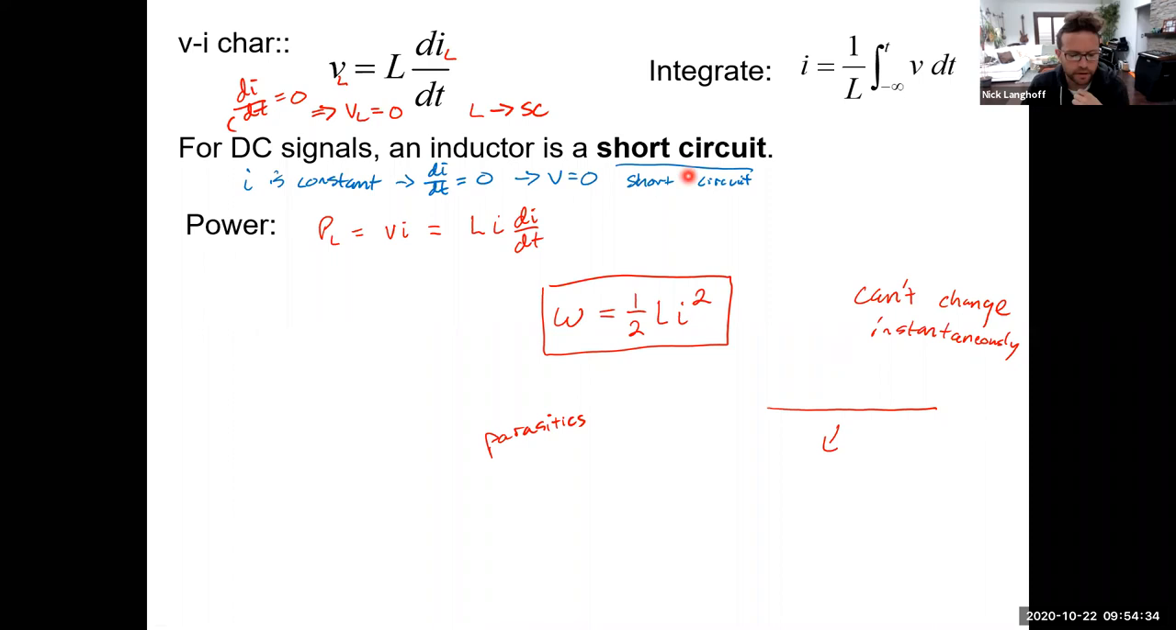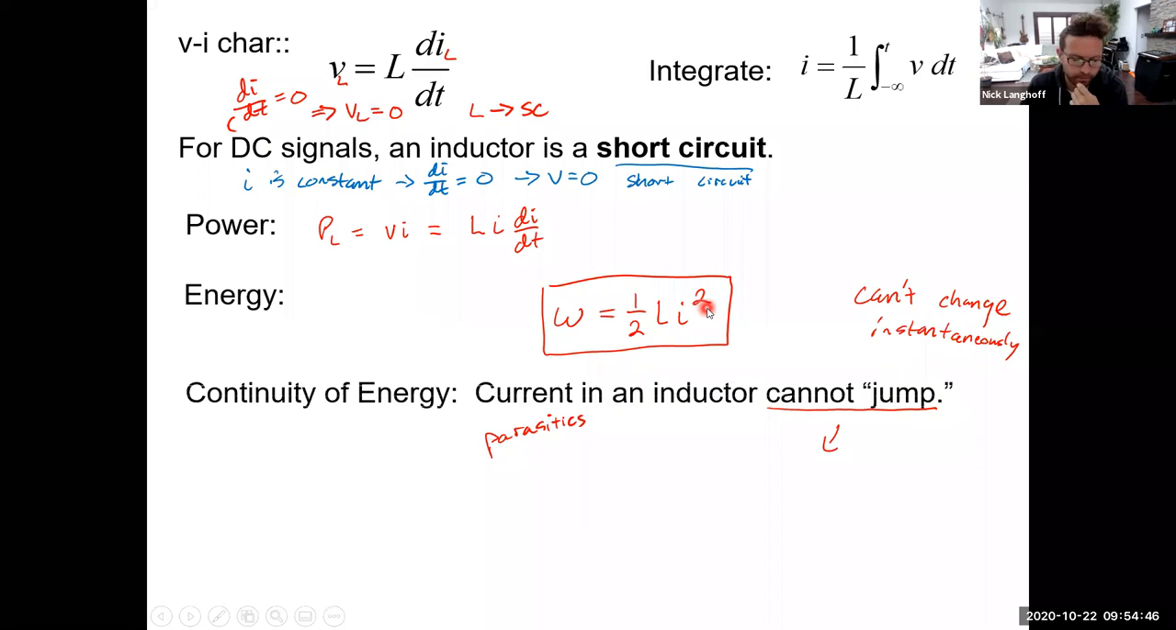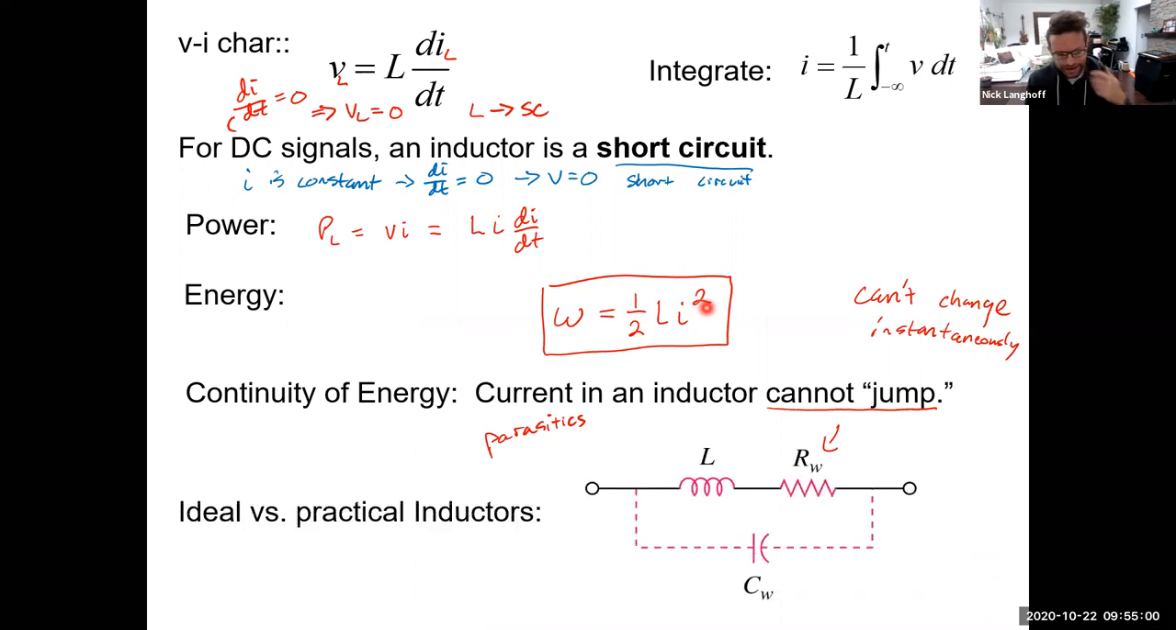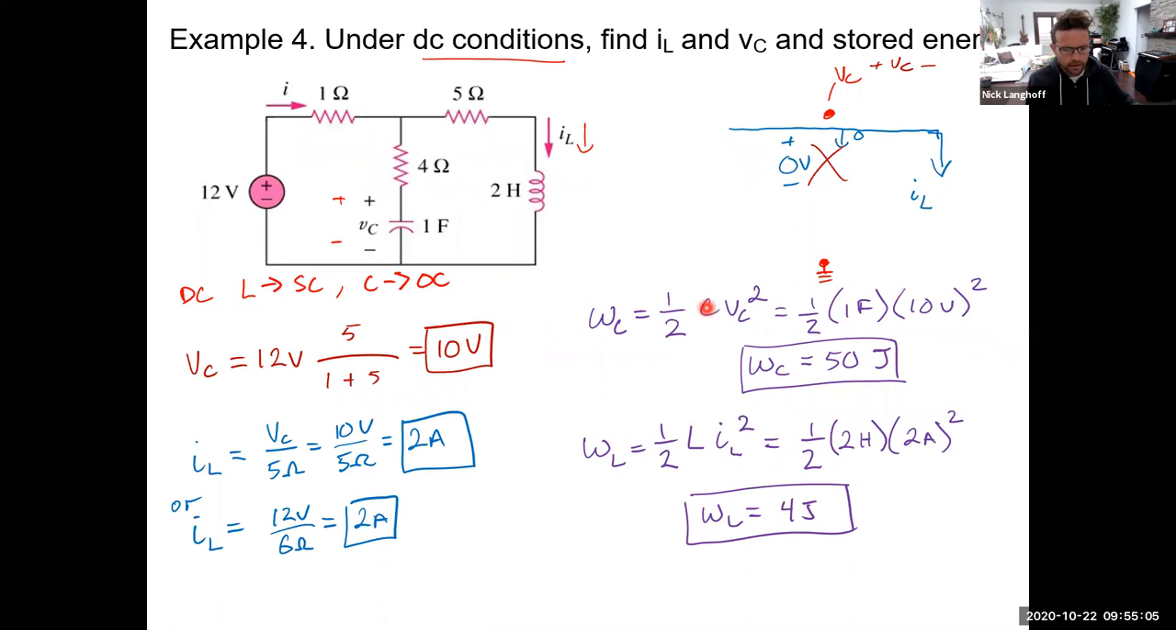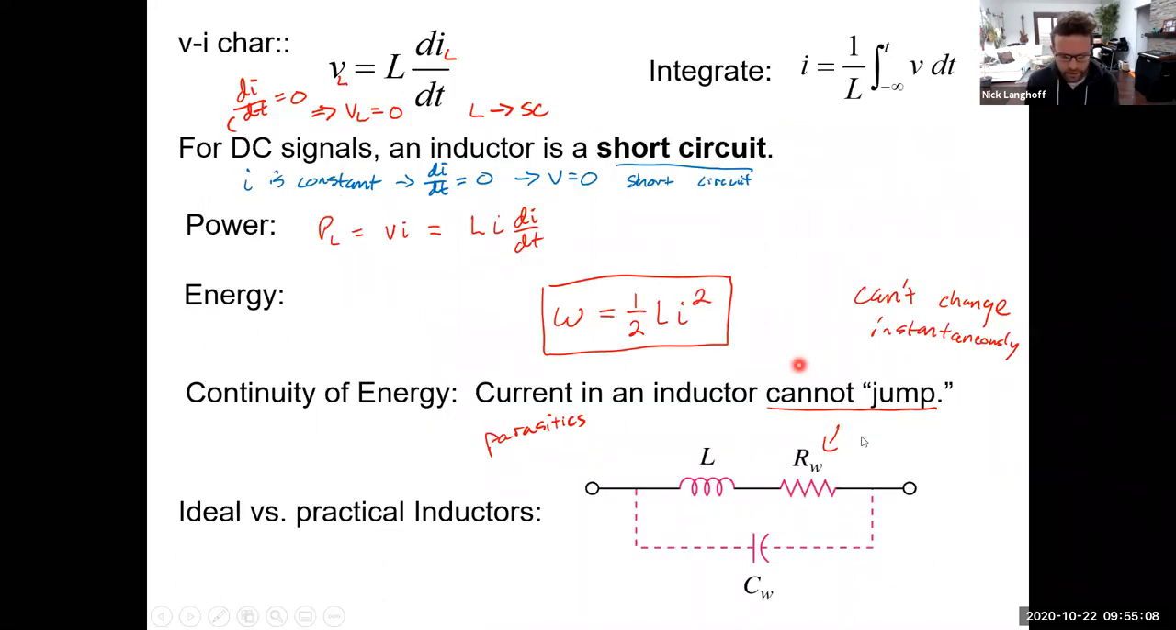We also know that the power in an inductor, as we saw last time, is L times i times the derivative of the current, di dt. And the energy stored in an inductor is 1/2 the inductance times the square of the current flowing through it. Continuity of energy dictates that the inductor current cannot jump, and we are going to see that play out very strongly as we go into RC and RL circuits next week. Last time we also talked about parasitics on ideal versus practical inductors, and the fact that any inductor has some winding resistance and some winding capacitance.